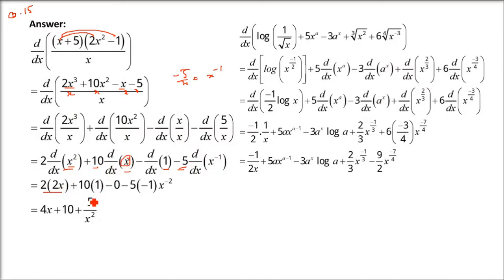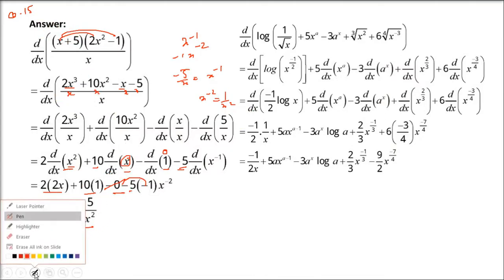This x is 1, this 1 will be 0, and then we have minus 5 d by dx of x raised to minus 1. The minus 1 comes down, and x raised to minus 1 minus 1 is x raised to minus 2. So this minus comes outside, so it will be plus 5, and x raised to minus 2 will be in the denominator, so it becomes x raised to 2. So x to the minus 2 can be written as 1 by x square. So this is 5 by x square. This is question number 15.